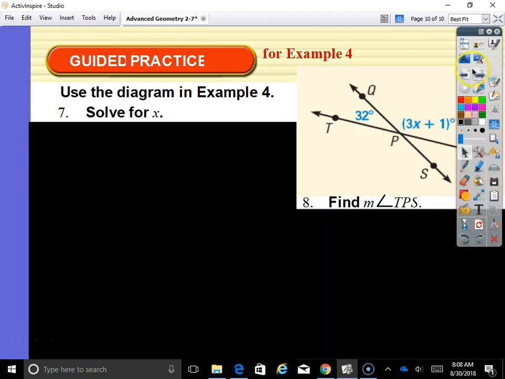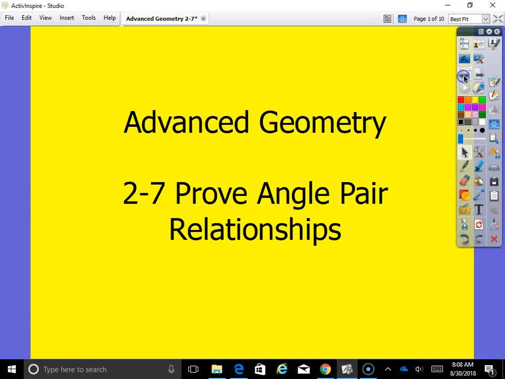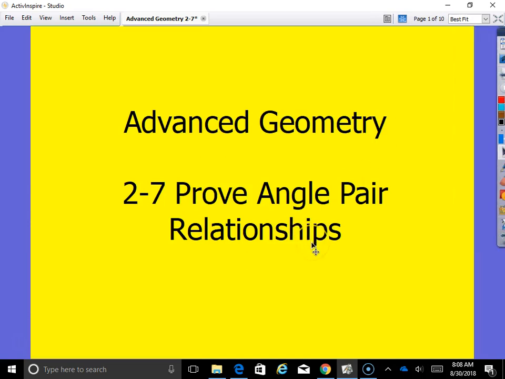And that is everything on your lesson on 2-7, Proving Angle Pair Relationships.